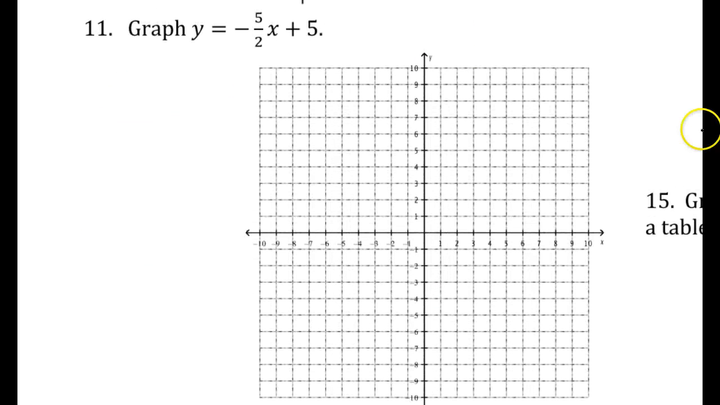Go ahead and graph. Remember with graphing, if it's in slope intercept, just start at the right hand side. Start at 5. Will this graph go up or down? Down. Goes negative. Down 5, right 2. And go up 5, left 2. Make sure you draw it all the way through the entire graph.